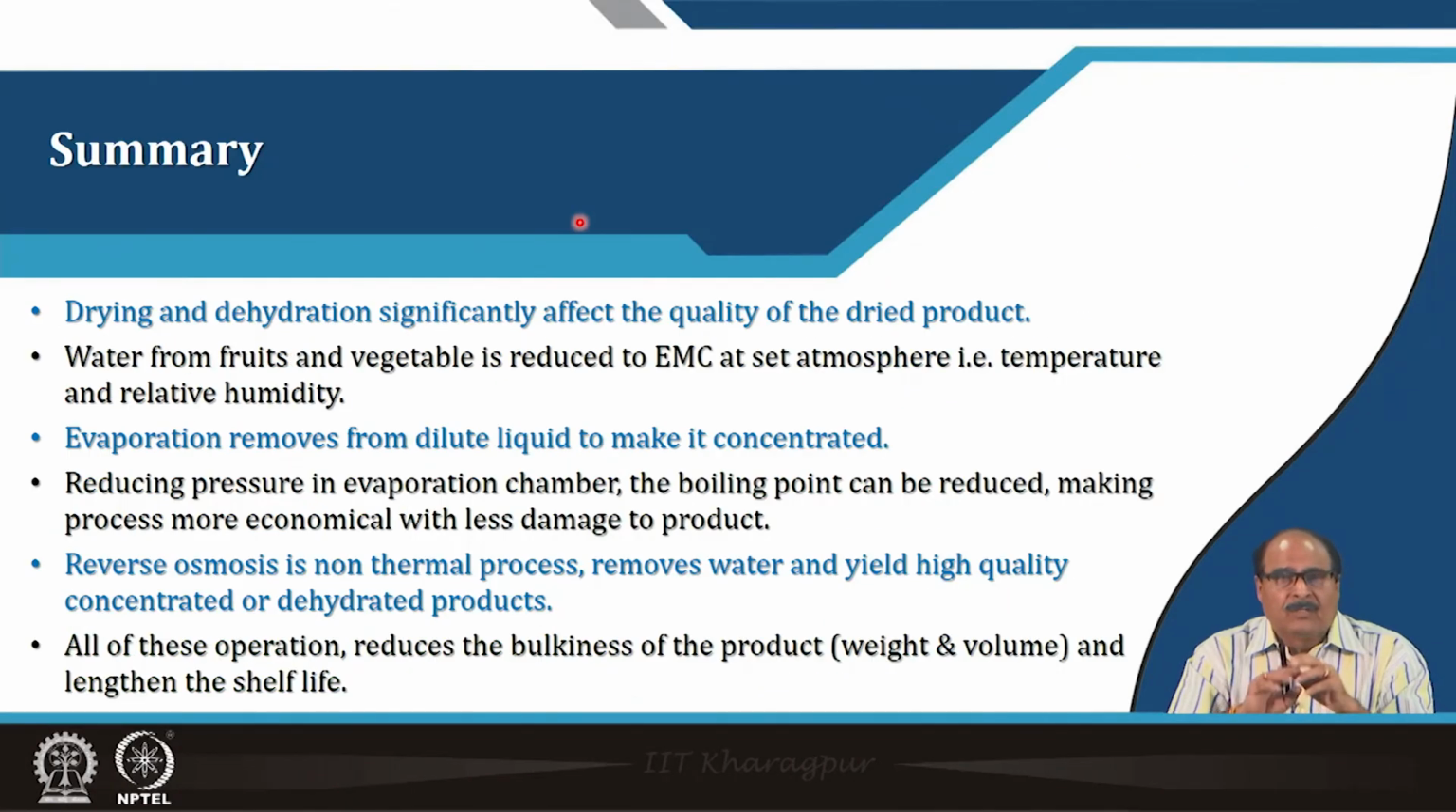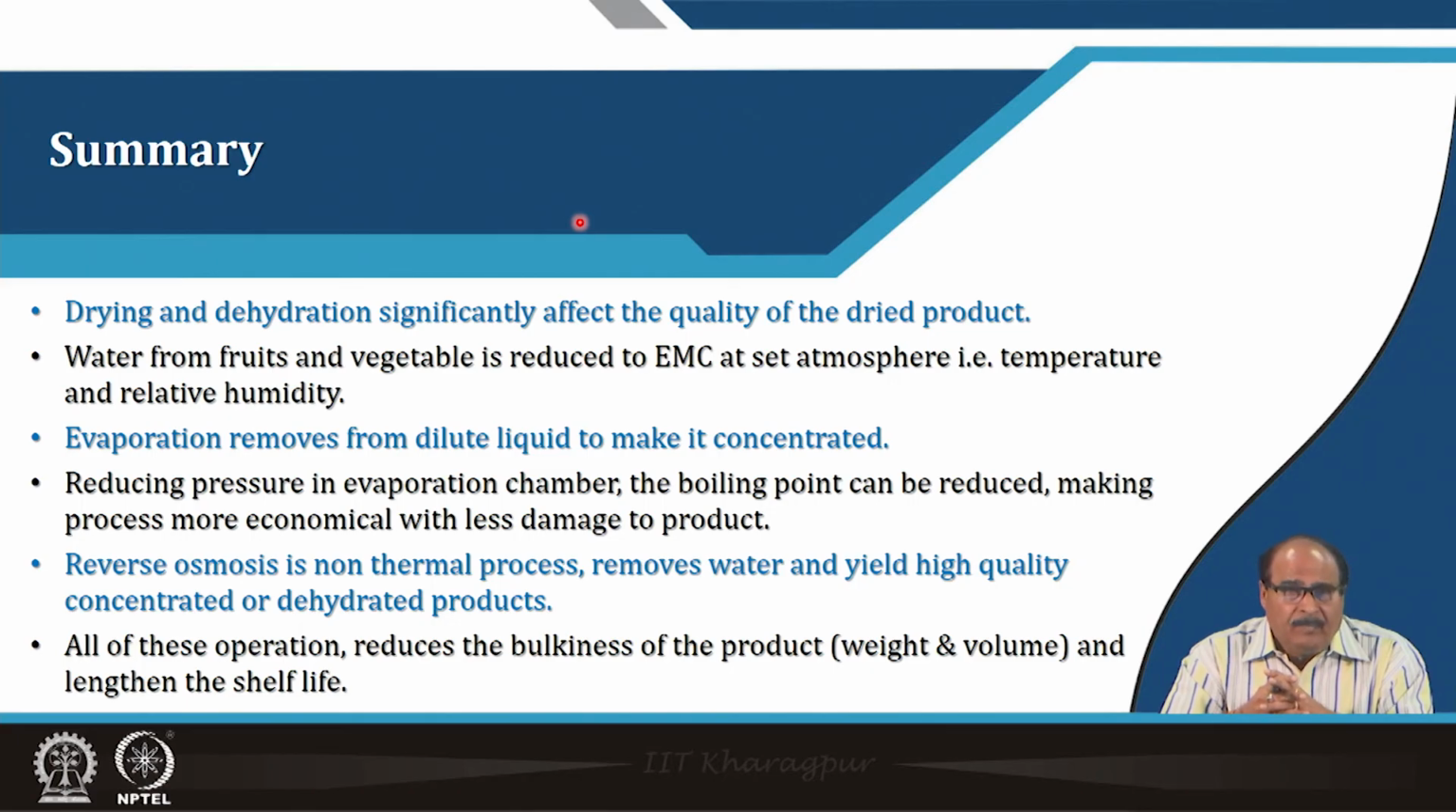Okay. So, now I will summarize this lecture by saying that drying and dehydration significantly affect the quality of the dried product. Water from the fruits and vegetables is reduced to equilibrium moisture content as per the set atmosphere, that is temperature and relative humidity. Evaporation removes the water from the dilute liquid to make it concentrated. By reducing pressure in the evaporation chamber, the boiling point can be reduced, making the process more economical with less damage to the product quality. By reducing the pressure, one can cause the boiling of the liquid at a lower temperature.